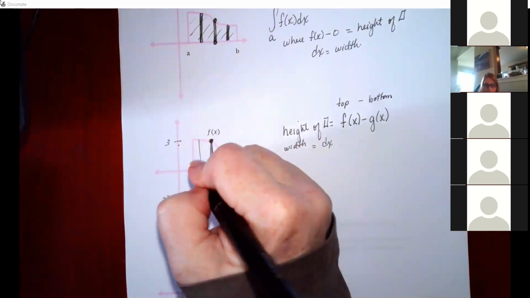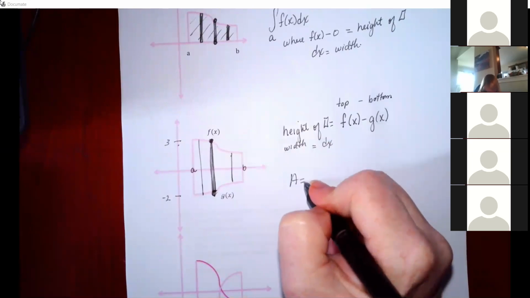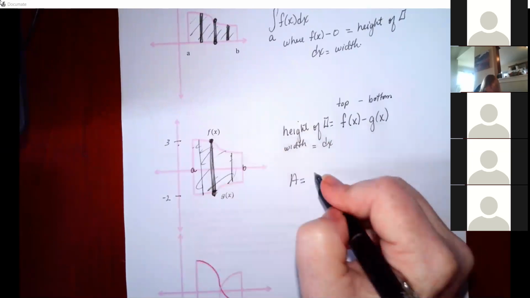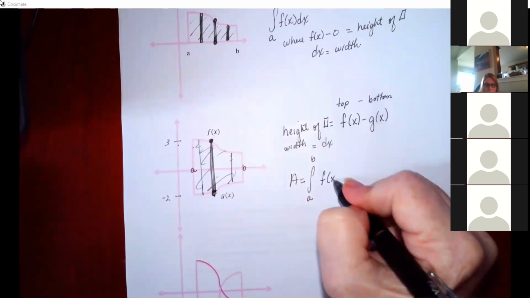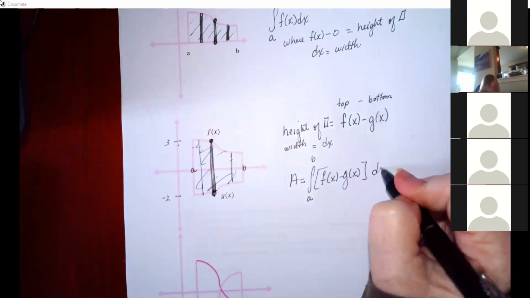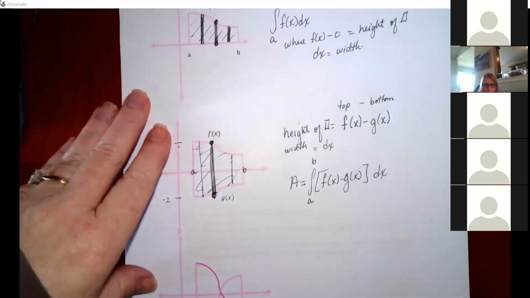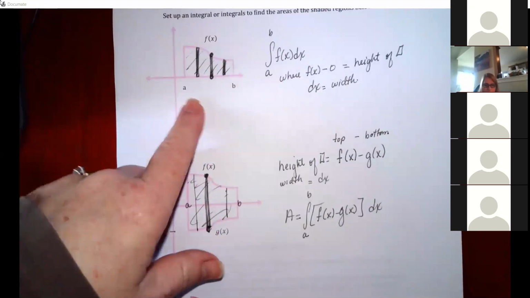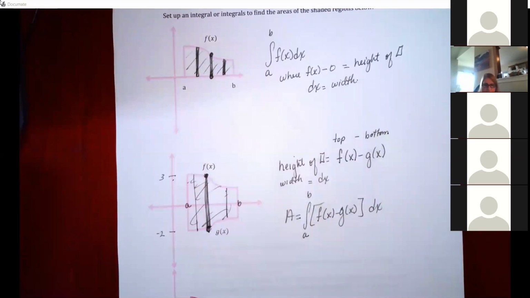So if this is x equals a and this is x equals b, the area of the shaded region would just be the integral from a to b of the height of your rectangles, f of x minus g of x, dx. It's just that before, most of the time we were finding area between a graph and the x-axis, so the bottom graph or sometimes the top graph was just 0. So we're going to expand in this section to where the top or bottom graph is not just the axis.